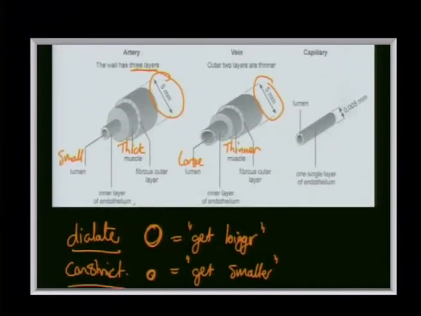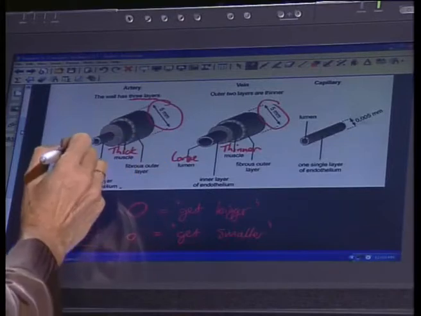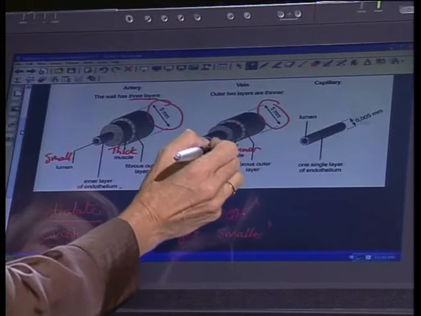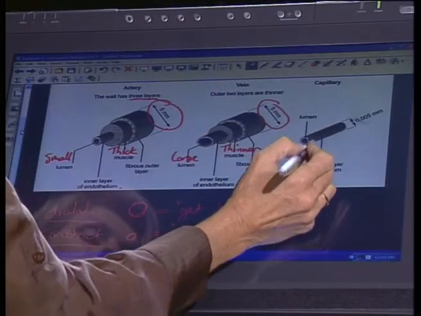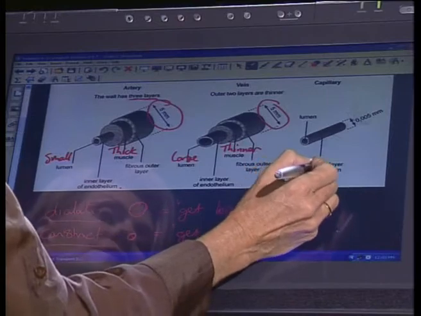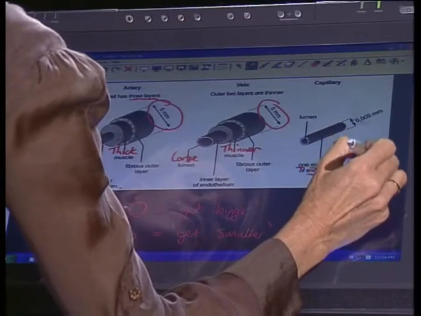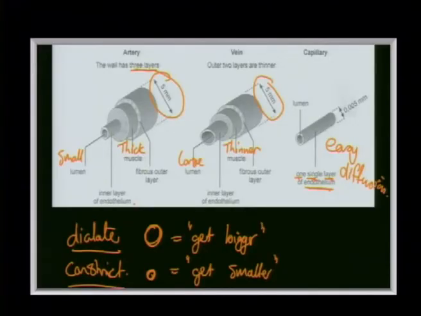Looking here, we've got this thick muscle layer and a smaller lumen. Here we have a large lumen and thinner muscle layer. Capillary, one single layer of endothelium. So it only has one layer of cells. And that is why we are going to have easy diffusion. There'll be easy diffusion of nutrients, of gases, waste products. All of that is going to be able to move through the capillaries very, very easily.